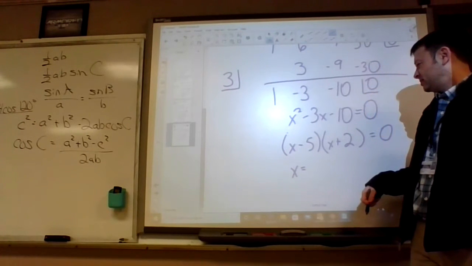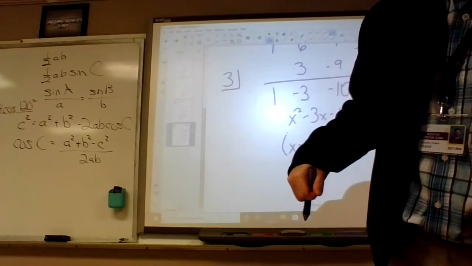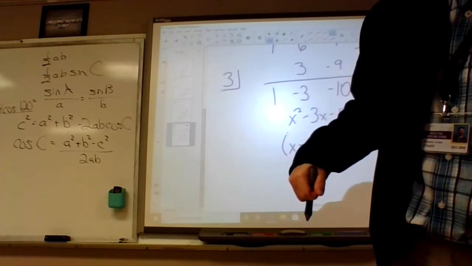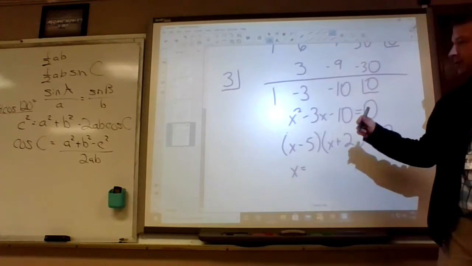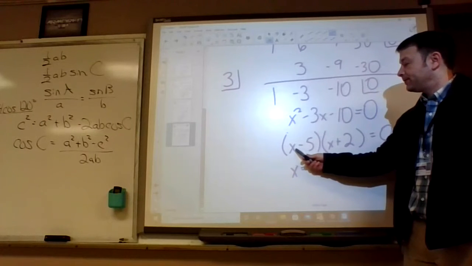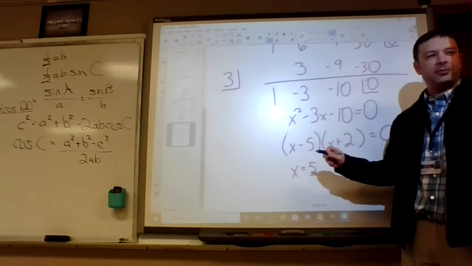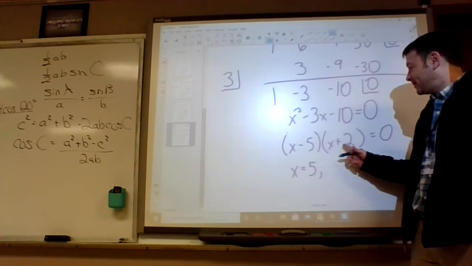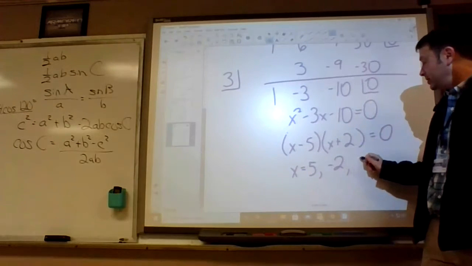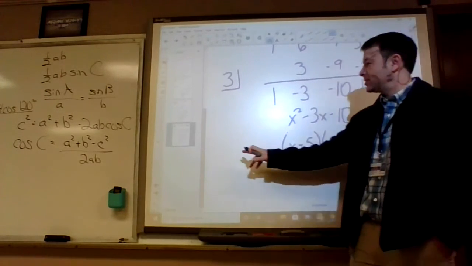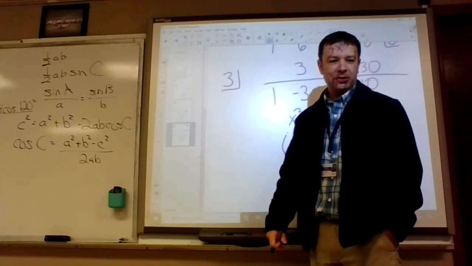Wait, didn't I try 2 earlier? I must have screwed up. No, it was negative 2. Yeah, I screwed up with negative 2. Look at that. Alright, so x equals 5. I didn't see it, so I just figured it wasn't right. x equals 5, x equals negative 2, x equals 3 from earlier, and what was the other one? Negative 2. Oh, I already had that one. That was a double root.